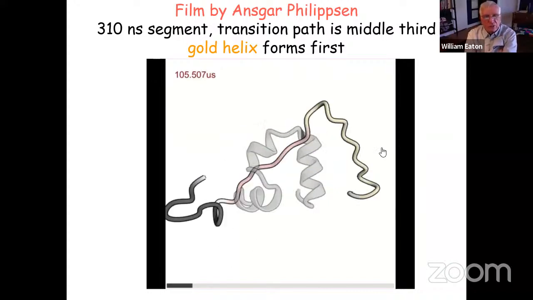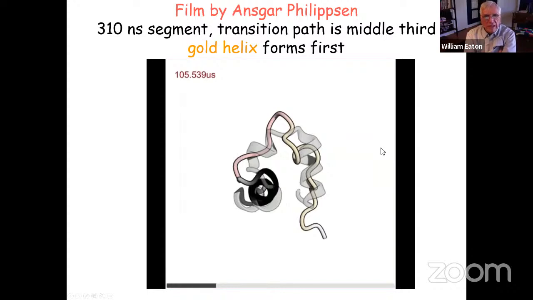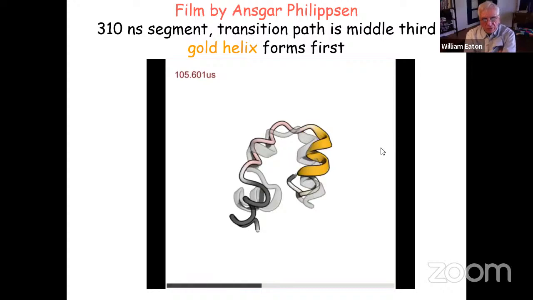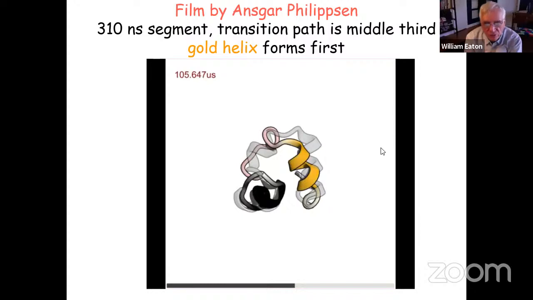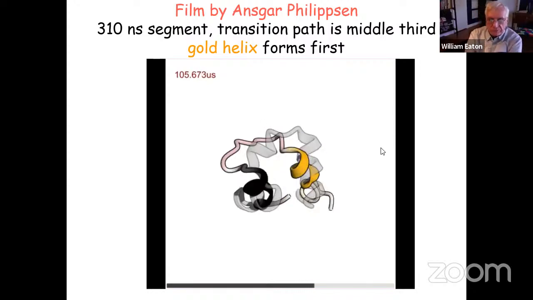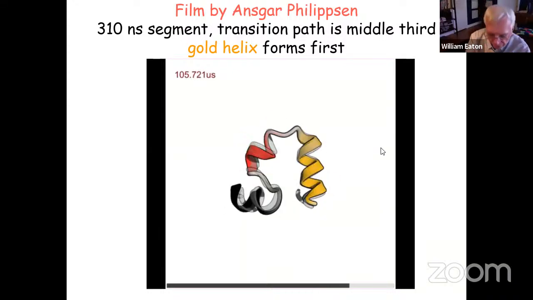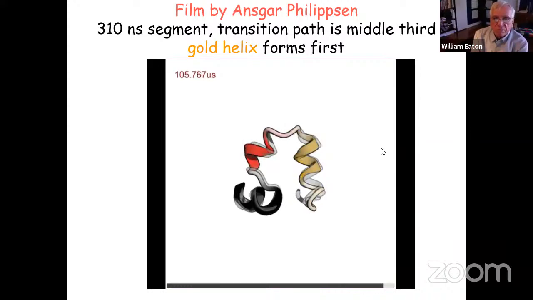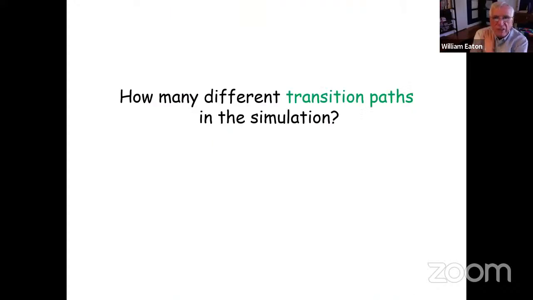So here the protein is still unfolded. Now it's on a transition path and the gold helix is formed, and it stays formed all through the transition path. And now the protein is in the final third and all the helices are formed. So the question is, how many different paths are observed in the simulation?